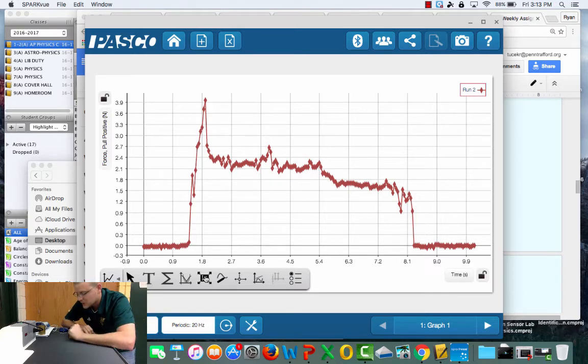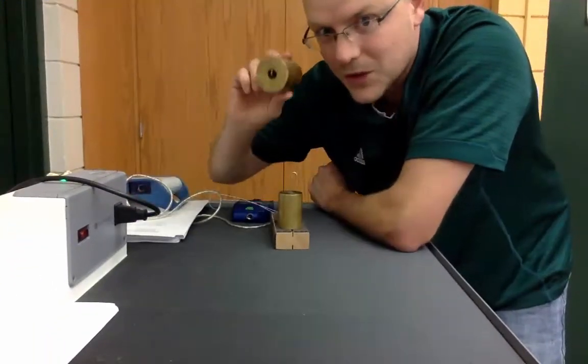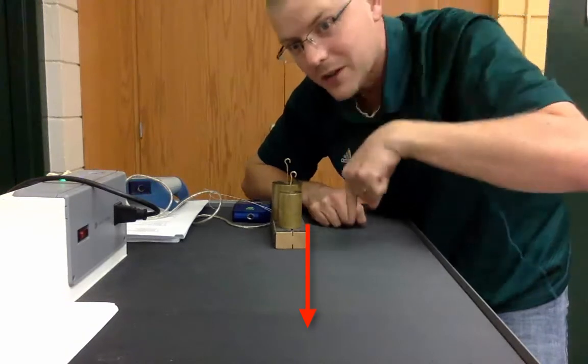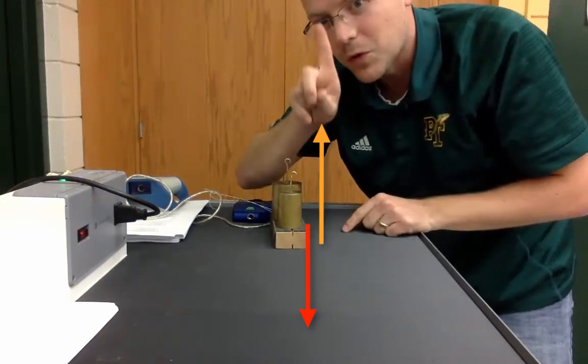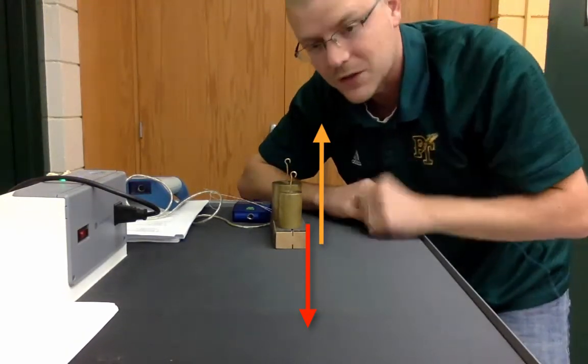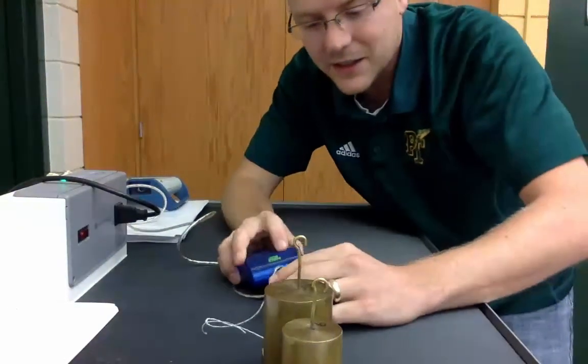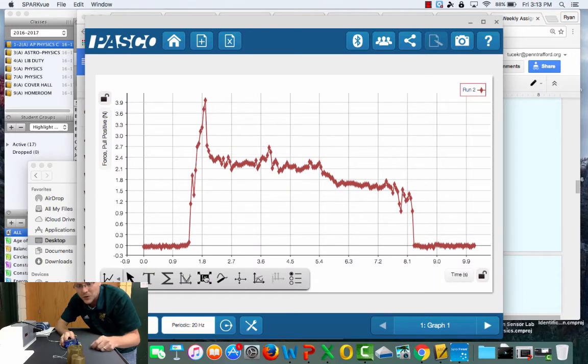The next one is to increase the normal force. And to increase normal force, all you need to do is increase the weight. The force of gravity is now getting bigger. That means the normal force must grow to respond so this doesn't fall through the table. So let's try this trial again and see if increasing the normal force increases the force of friction.